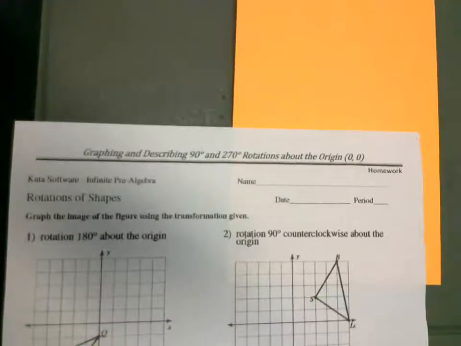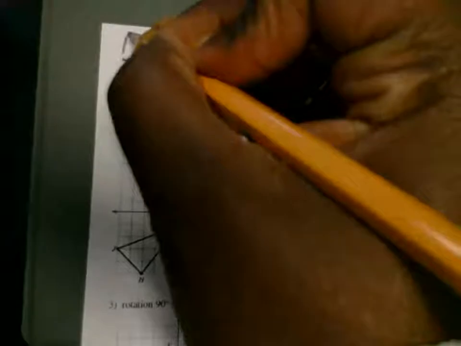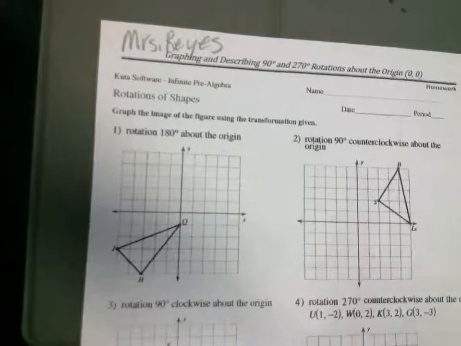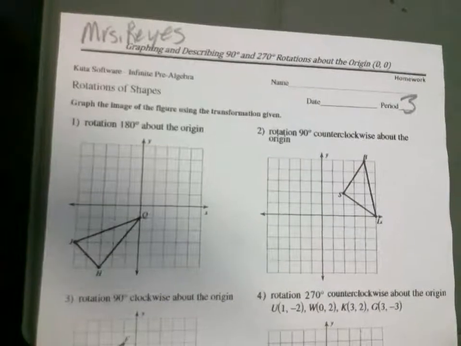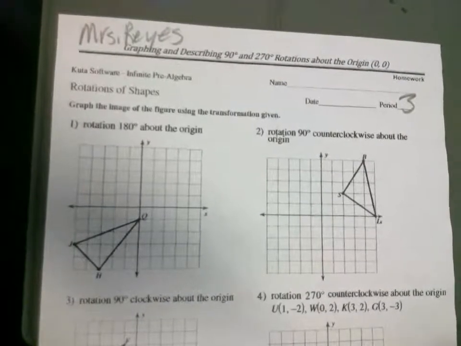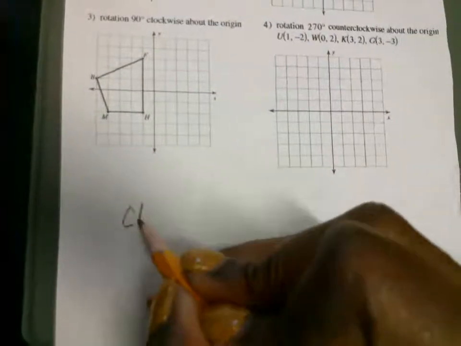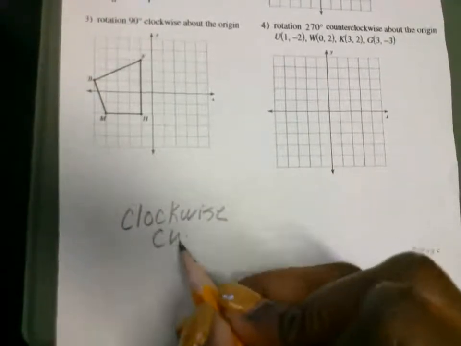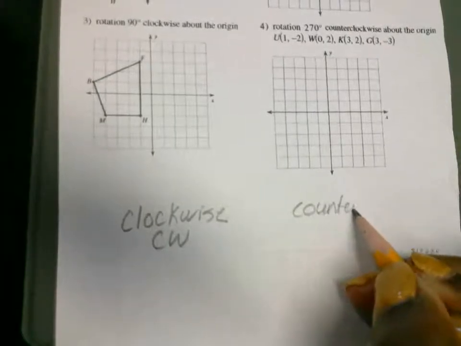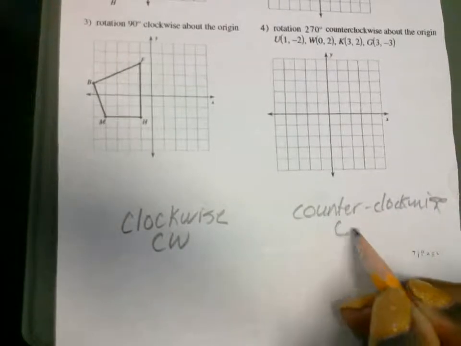All right, let's go ahead and put our first and last name on this sheet. We're working on rotations. All right, so we're going to do some rotations. At the bottom, there are two types of turns that you can make. Either it's clockwise, the abbreviation for clockwise is CW, or counterclockwise. The abbreviation for counterclockwise is CCW.